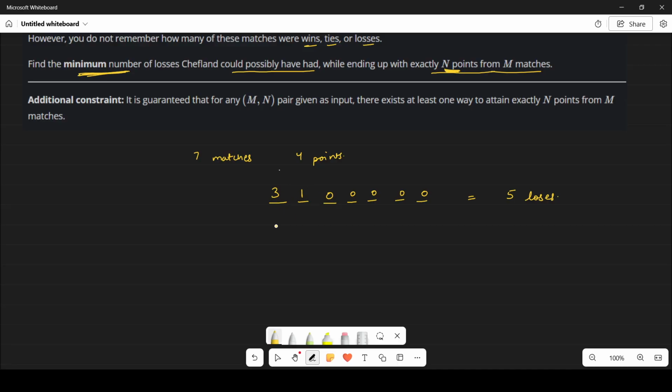What are the other possible ways? Another possible way is 1 1 1 1. In this way you only get 3 losses. So there are only 2 ways for the arrangement, and out of this you have to return the minimum number of losses. The minimum number of losses is only 3, so you have to return this.